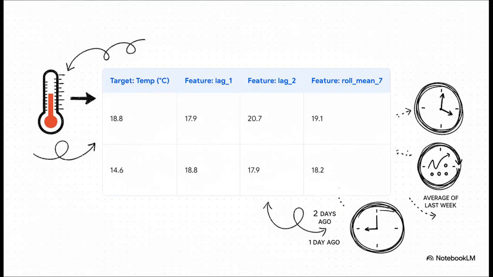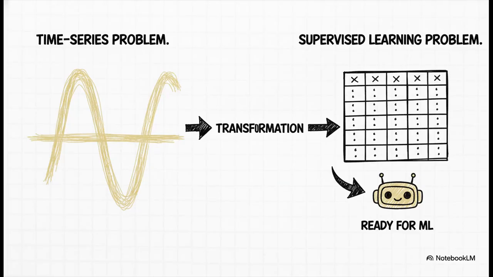And just look at this. This is the transformation. On the far left, that's our target, the temperature we're trying to predict. And everything to the right? Those are our brand new features, the clues the model will use. Yesterday's temp, the temp from the day before that, and the average over the last week. And just like that, with a little bit of clever engineering, we've done it. We've turned a tricky time series problem into a standard supervised learning problem. We now have a clear target and a set of clues to learn from. Our data is finally ready.